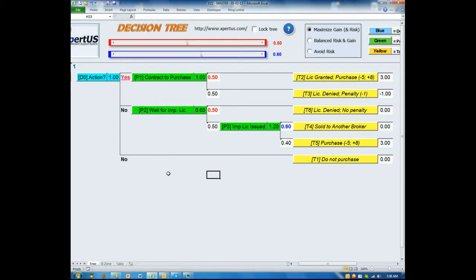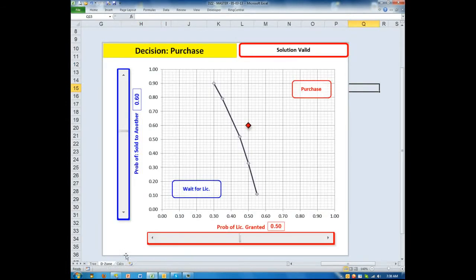Now this kind of study can be best carried out with a D-zone map or a decision zone map. When we look at this map, the first thing we observe is this demarcation line. To the right of this line is the zone for purchasing. To the left is the zone for waiting for the license. The horizontal axis is the probability of the license being granted, and the vertical axis is the probability of this being sold to another broker. As you can see, it's at 50% and 60%, and that intersection is actually this diamond pointer.